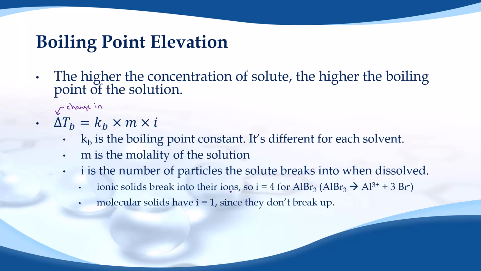I have an example for aluminum bromide here. AlBr3 will break into an aluminum ion and 3 bromide ions, so a total of 4 pieces. Molecular solids don't break up into smaller pieces, so they have an i equal to 1. So adding a solute increases the boiling point.